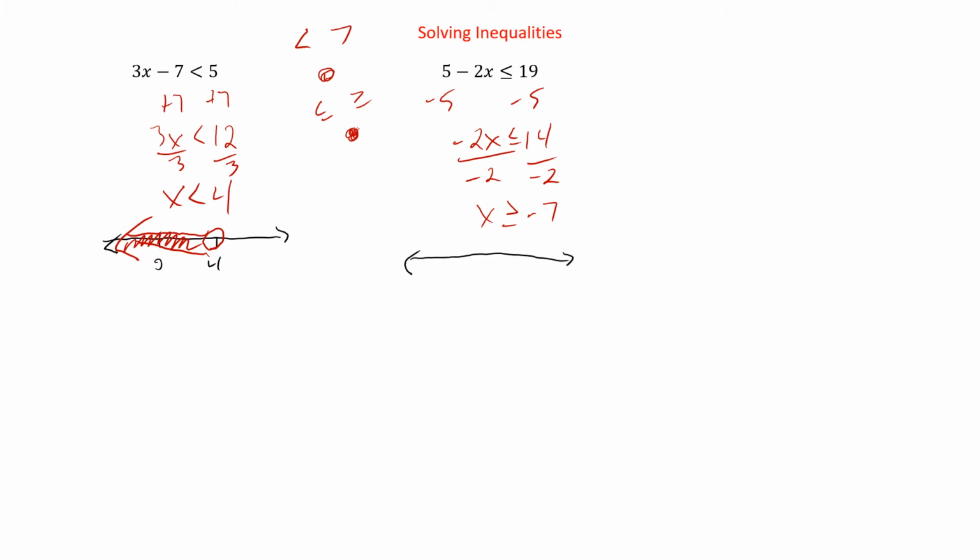We can graph it. We have 0, we have negative 7. It's an or equal to, so it's going to be a filled in dot on that value. And we want greater, so we want when it's to the right there. So that's the basics to solving inequalities. You do exactly what you would do for an equal sign, except if you multiply or divide by a negative, you have to flip that sign.